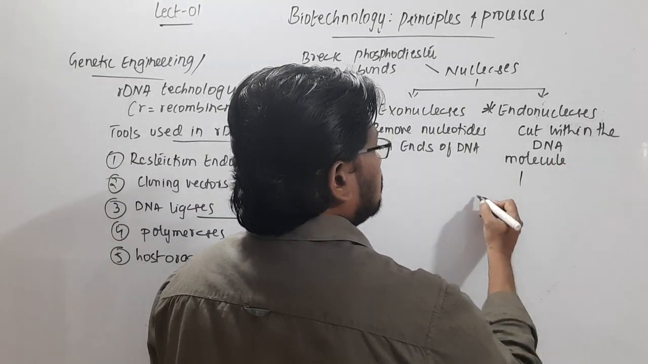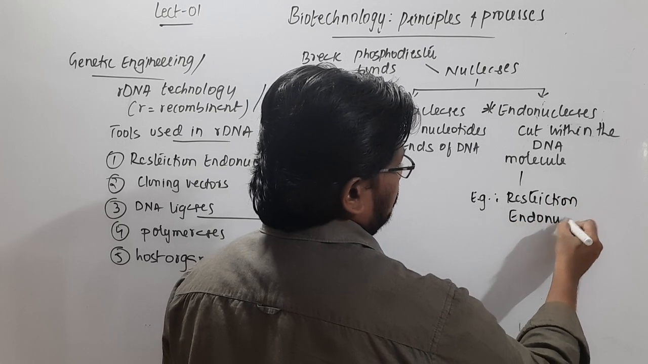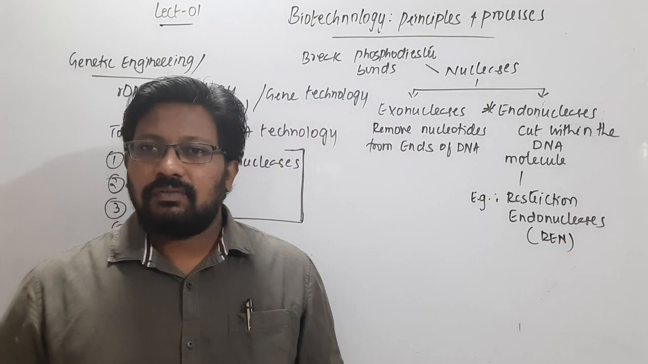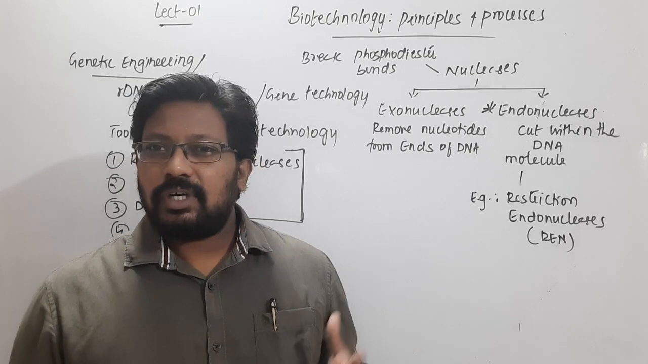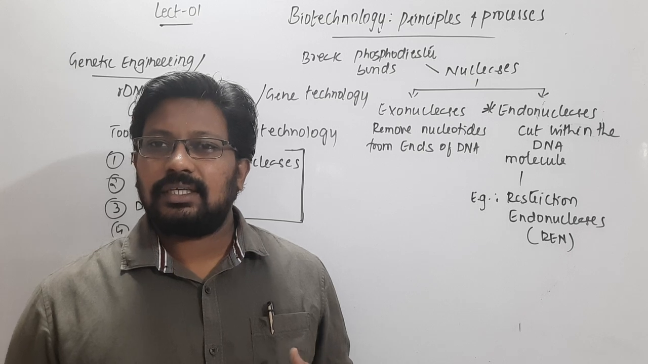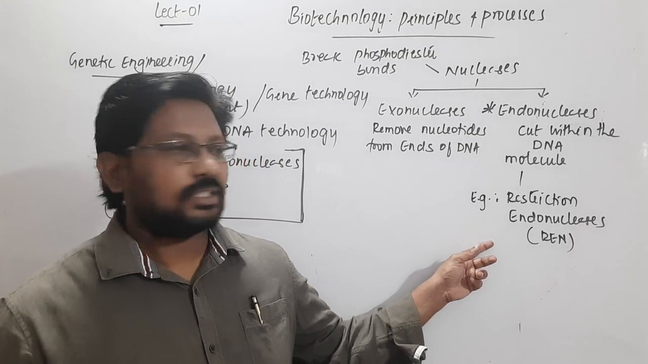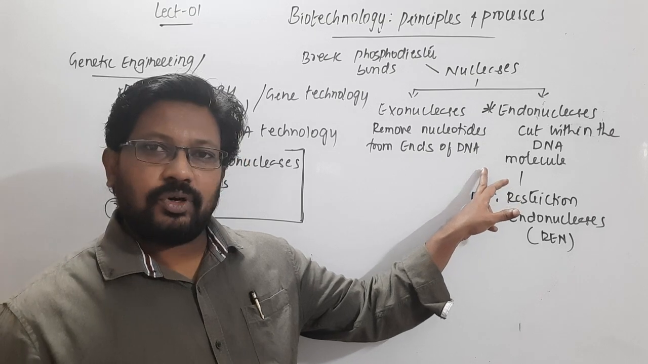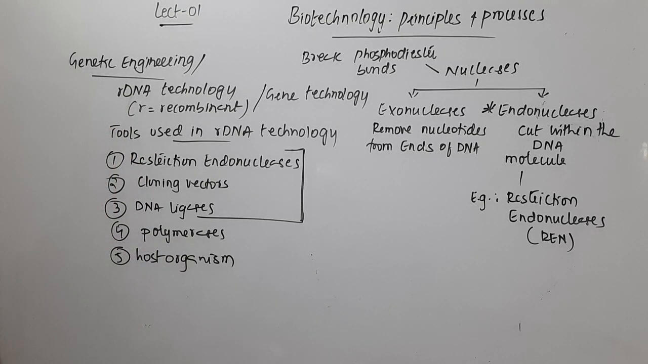One example of these endonucleases is the restriction endonucleases. In short, it is called REN. I hope you remember this endonuclease word from when I discussed DNA fingerprinting. There, once we had isolated the DNA, we needed to cut it into fragments, and that fragmentation we did using restriction endonucleases. So we will not be using exonucleases. Here, what is very important in making rDNA is endonucleases, as they cut within the DNA molecule, right?